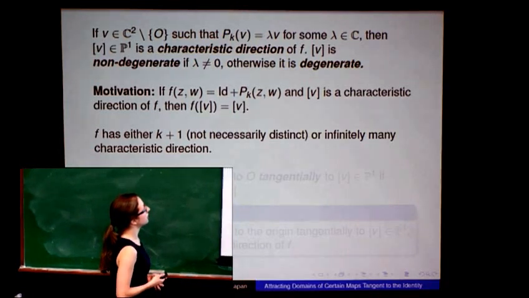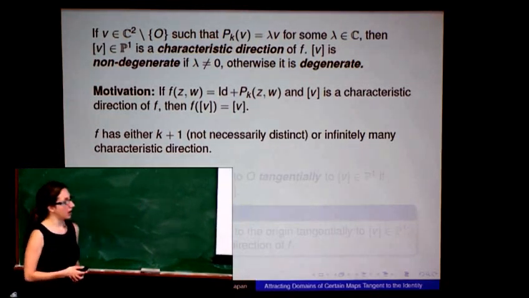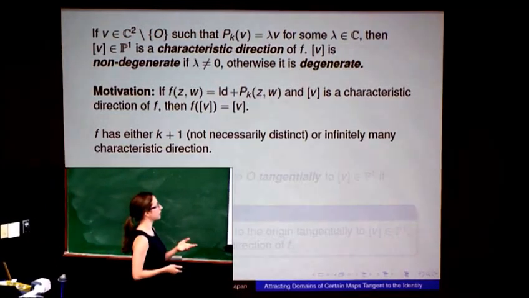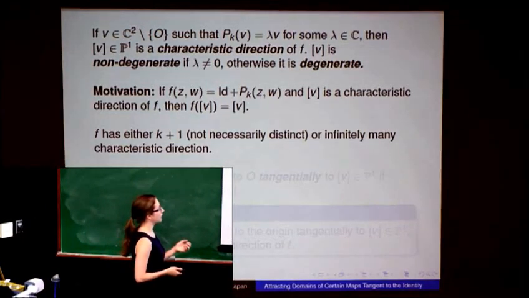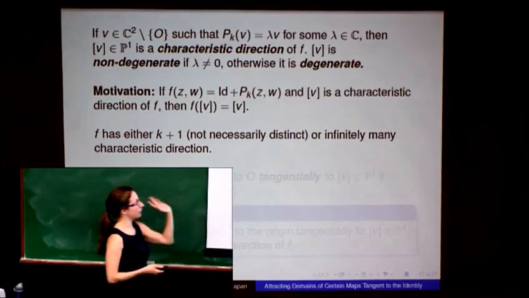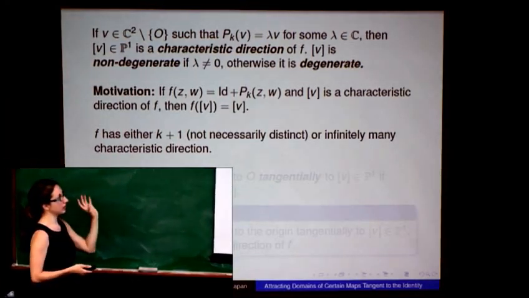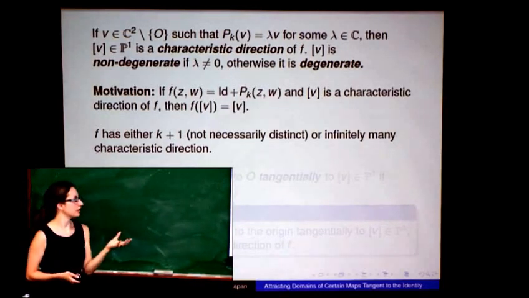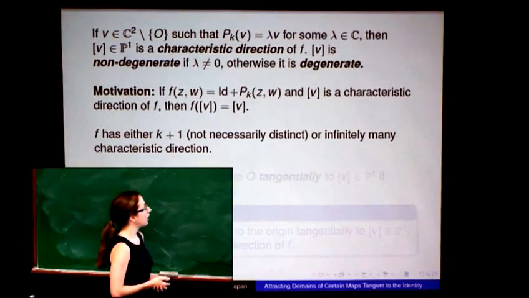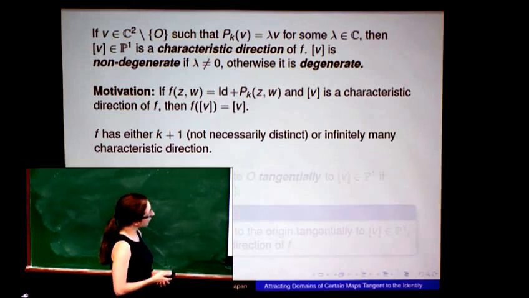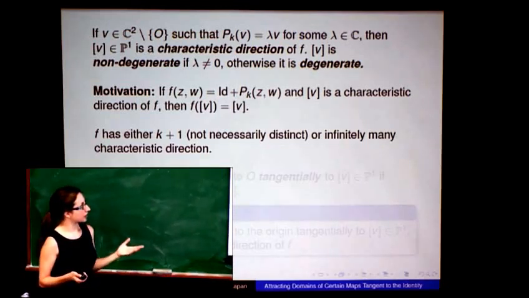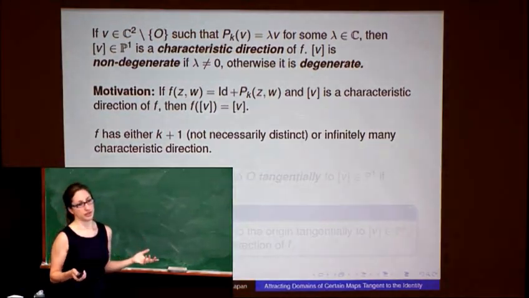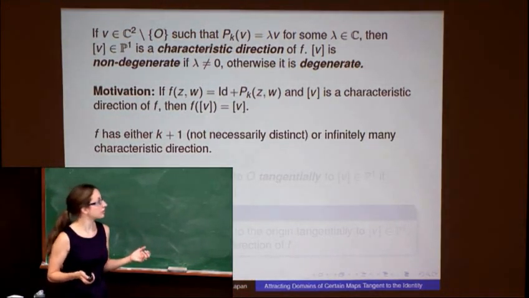So some motivation for this definition: if we forgot the higher order terms and we just had the identity plus the kth degree term, then points on the vector v would just be fixed, just as if you look at just P_1, then that point is fixed. The characteristic direction is fixed. So f has either k plus 1, not necessarily distinct, or infinitely many characteristic directions.